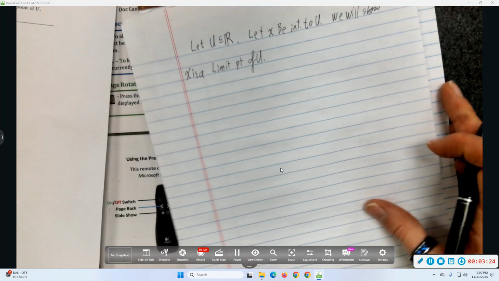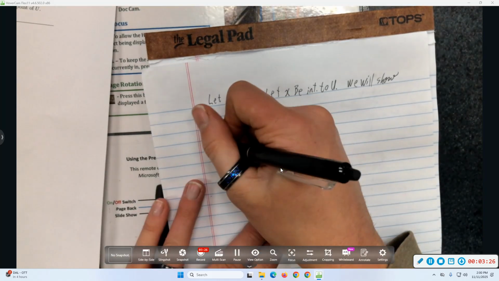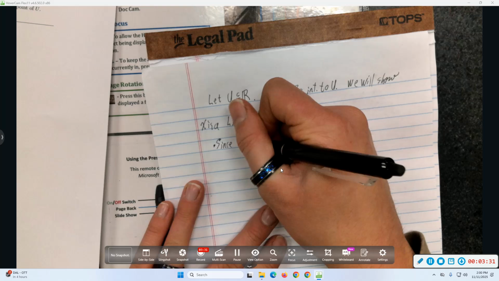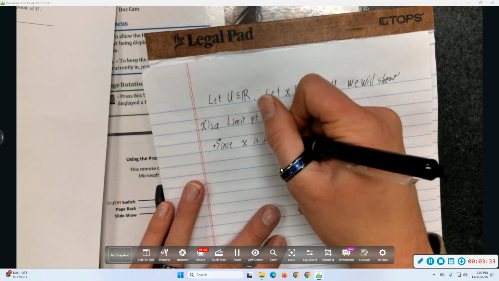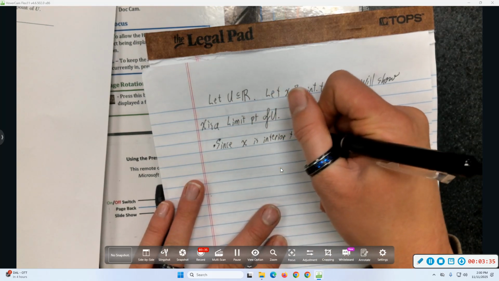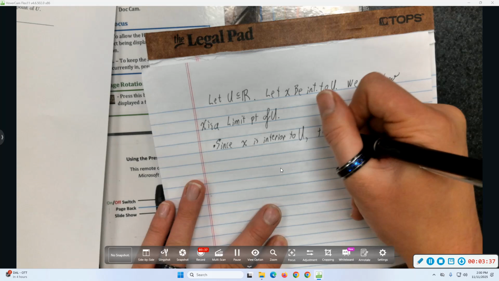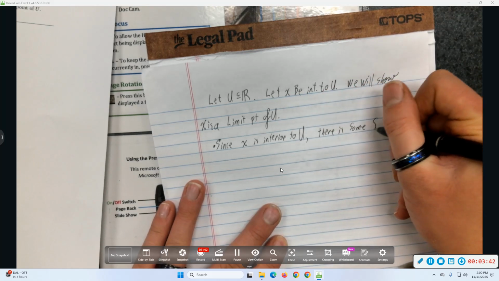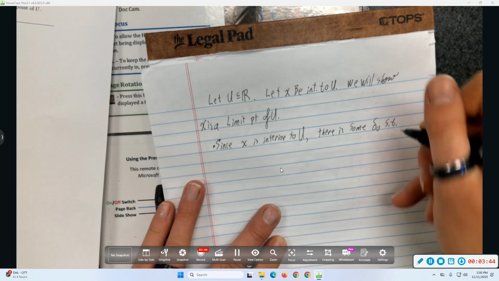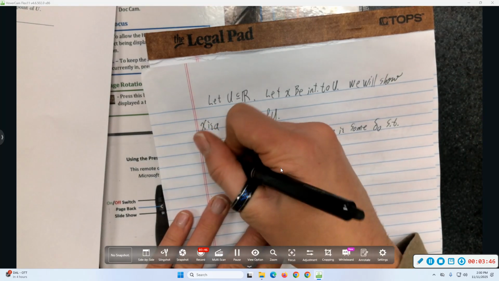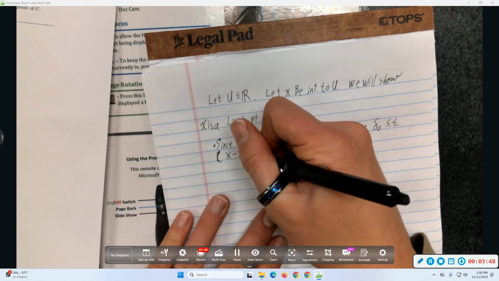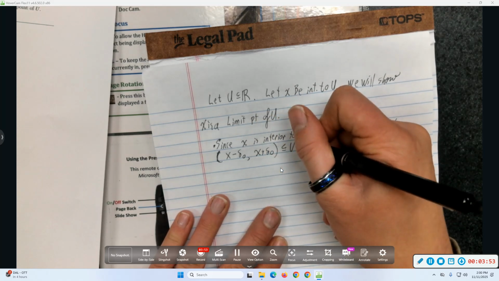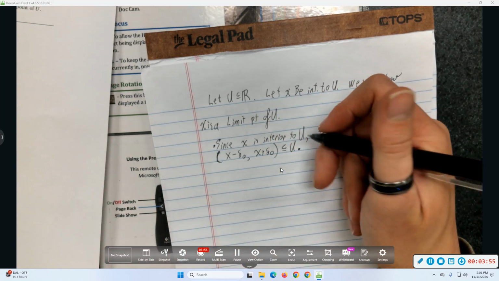Let's write the proof. So let's see. Let's start with the assumption. Since x is interior to U, there is some delta 0 such that x minus delta 0 to x plus delta 0 is a subset of U. All right, cool.